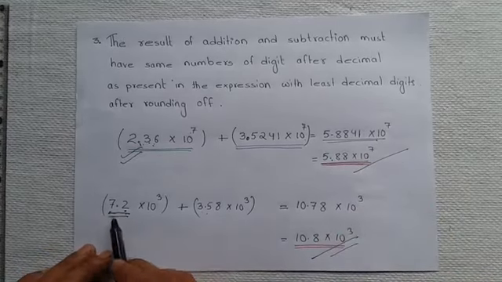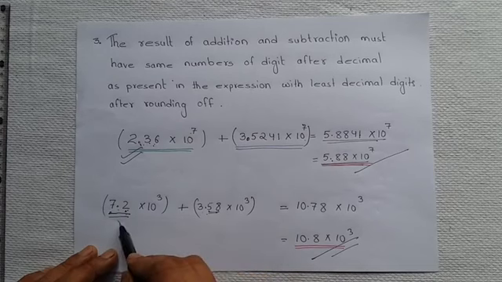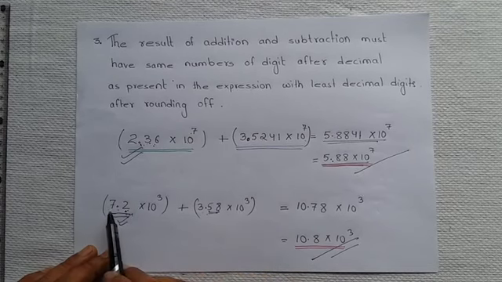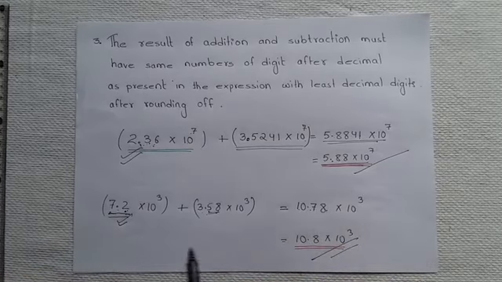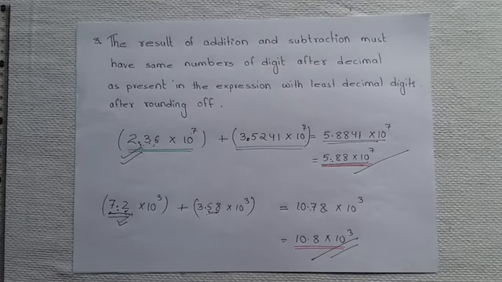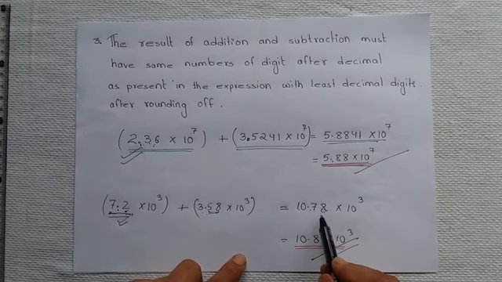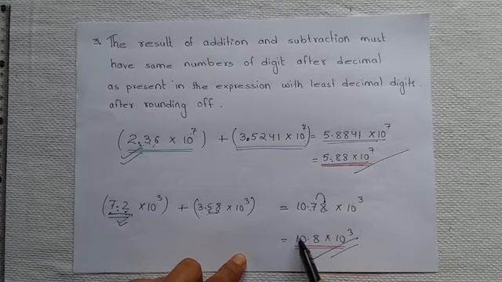And now here again, I have 1 digit after the decimal here and 2 digits after the decimal here. So the answer must contain 1 digit after the decimal. So when we add 7.2 and 3.58, we get 10.78. Since the expression with the least decimal places is this, it has 1 digit after the decimal. So our answer must contain 1 digit after the decimal. So we'll just round it off. When we round it off, since it is greater than 5, we add 1 to the previous digit and it becomes 8. So we write 10.8 times 10 to the power 3.